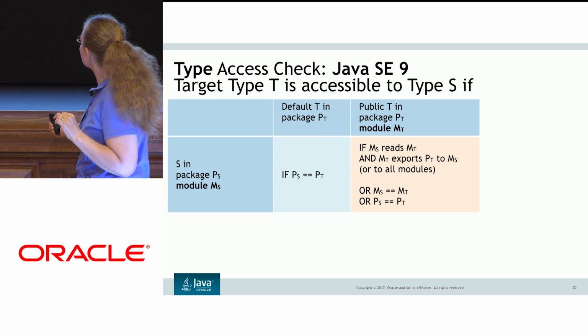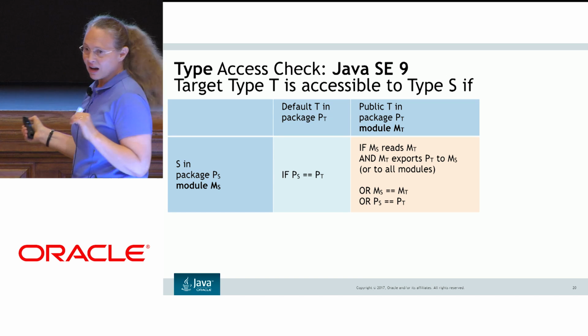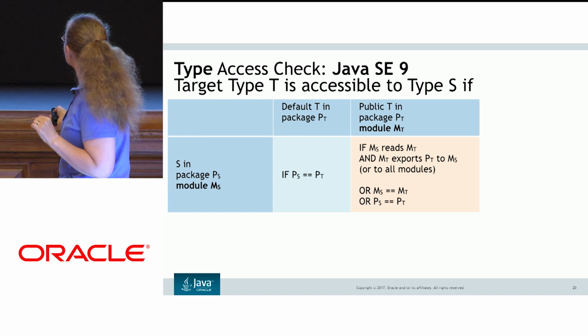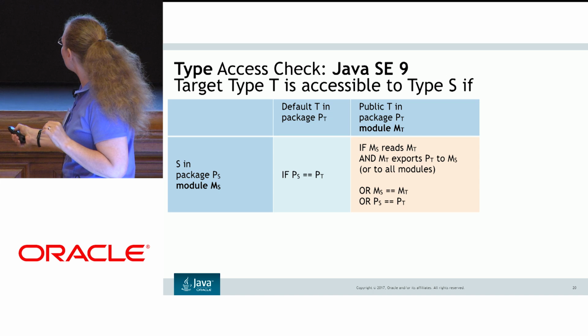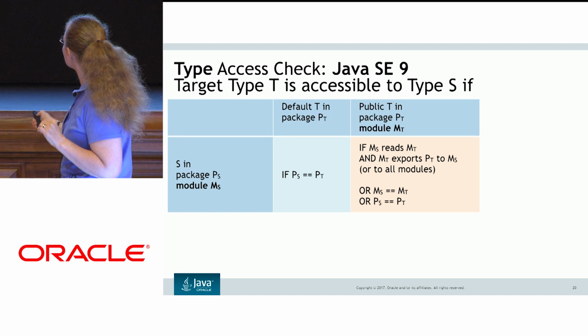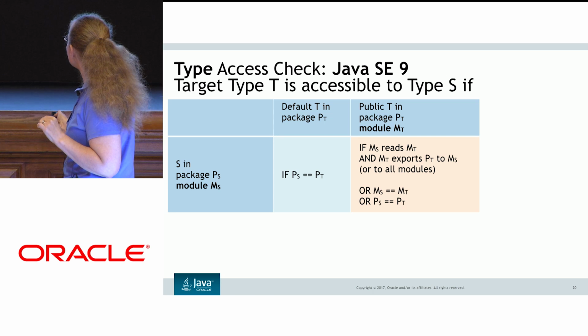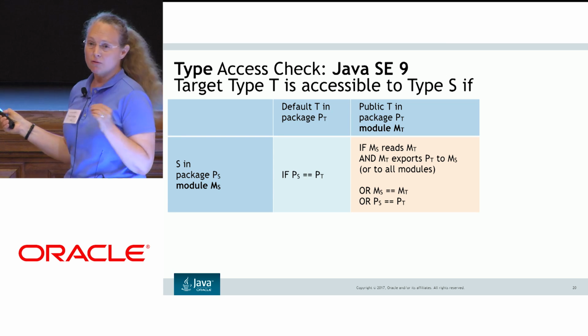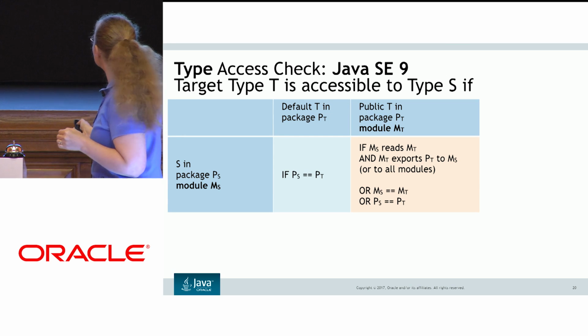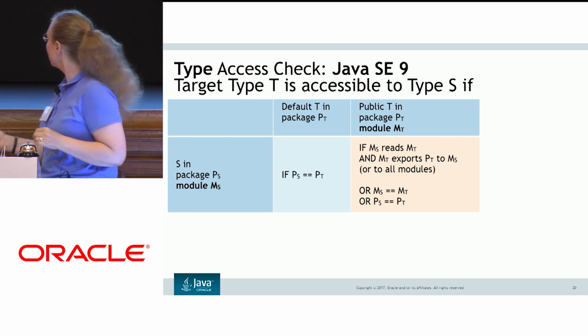The first thing we do in our job is to work really hard for backward compatibility, okay? So default T is in package PT. This is unchanged. If you're in the same package, you're golden. What we have changed is exactly what I told you in the other slide, is to do access checking: S in module MS, T in module MT. First we check reads. Can MS read MT? And second we check, did MT export PT to MS, either explicitly or to all modules? If you pass those, you're golden. Okay, those are the new rules. That's the heart of it.